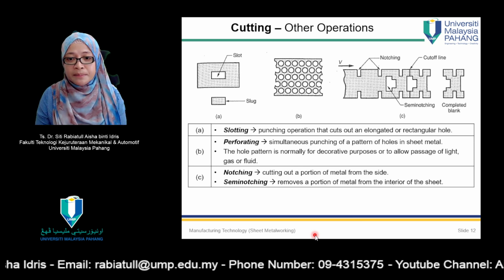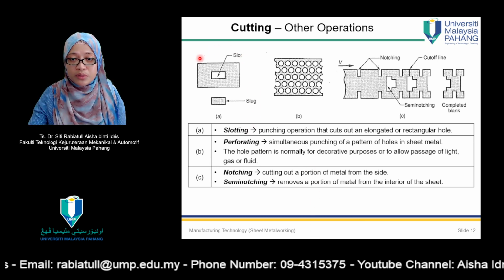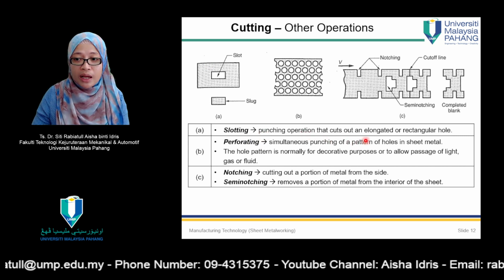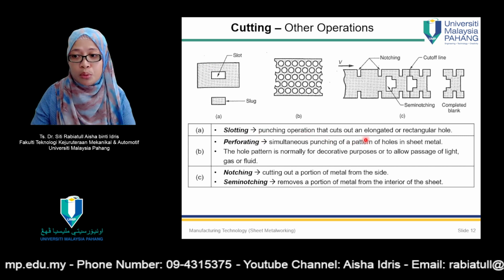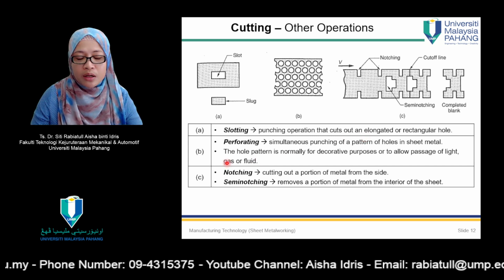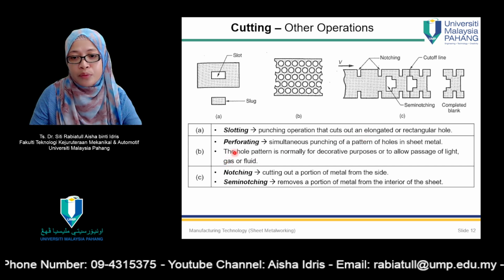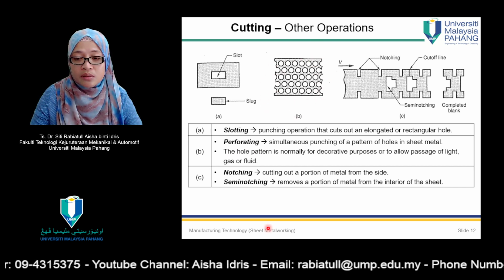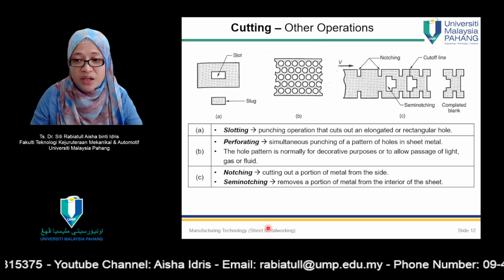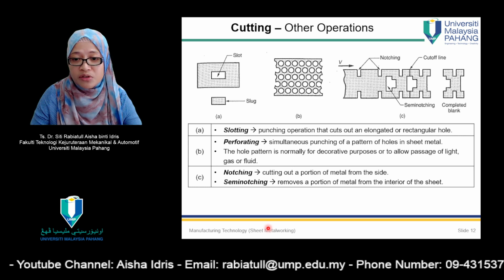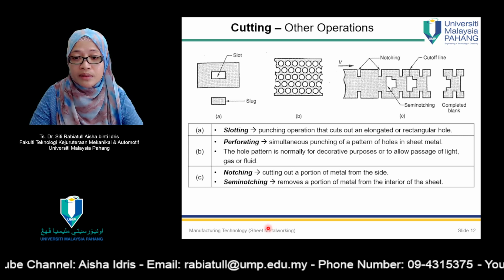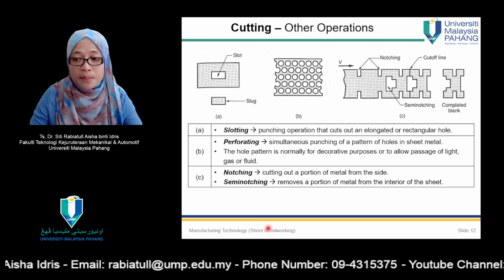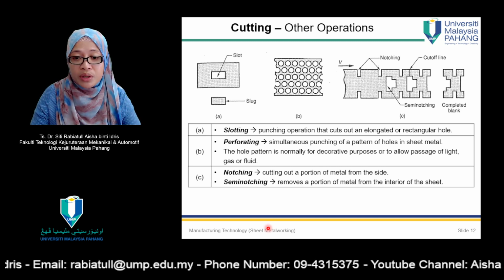And then slotting. This one is called slotting, a punch operation that cuts out an elongated or rectangular hole. Next is perforating. This one, figure B here, is a process of simultaneous punching of a pattern of holes in sheet metal. The hole pattern is normally for decorative purposes or to allow passage of light, gas, or fluid.